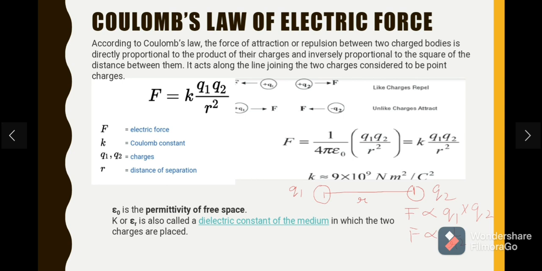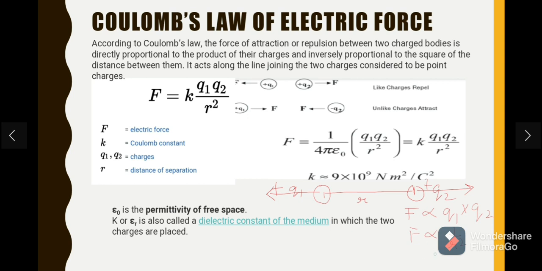It also tells us the direction in which the force acts. It says that the force which acts between these two charged particles is always along the line joining their centers. So if this is plus q1 and this is plus q2, the force exerted would be like this, along the line joining their centers, they are repelling each other. If the charges are of opposite nature, then they will attract each other along the line joining their centers.